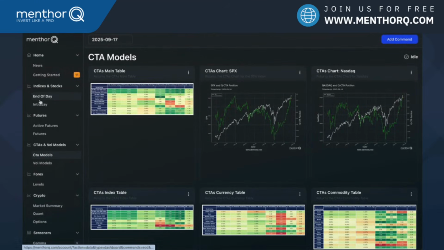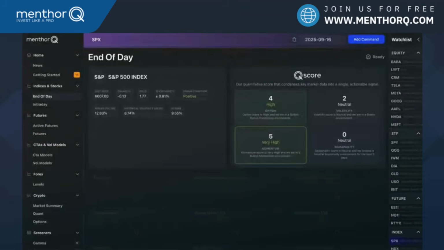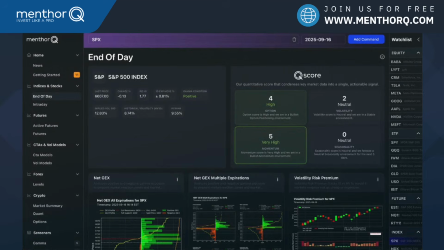Next, we can go back to our dashboard, and then I'm going to pause for a second and answer any questions that you might have. But the next thing is using our Q score. Why is the Q score so important? The Q score is your barometer. It's something that can immediately tell you what's happening with the assets.